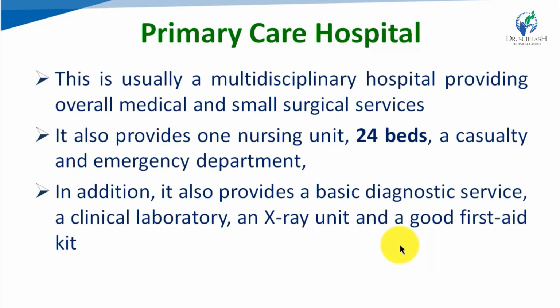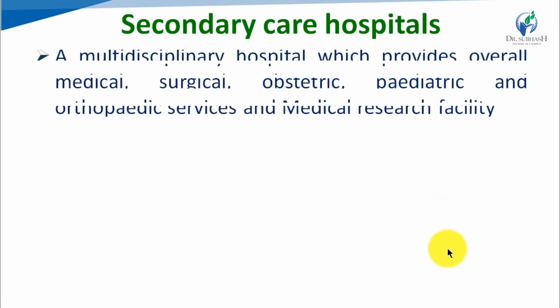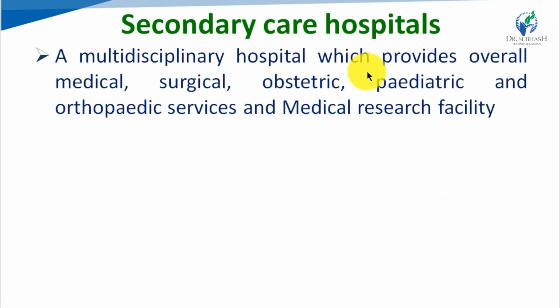So these are the things that should be present in a primary care hospital. Then secondary care hospital, a multidisciplinary hospital which provides general medical, surgical, obstetric, pediatric and orthopedic services and a medical research facility. So all these facilities should be present in a secondary care hospital. Obstetric, here, means related to childbirth.